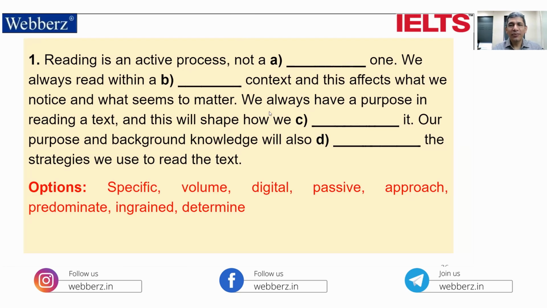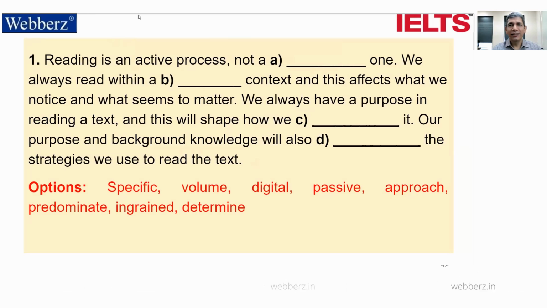Reading is an active process, not dash one. We always read within a dash context, and this affects what we notice and what seems to matter. We always have a purpose in reading a text, and this will shape how we dash it. The purpose and background knowledge will also dash the strategies used to read the text. Reading is an active process, there is an article here, and not a. So it is going to be an opposite of active.